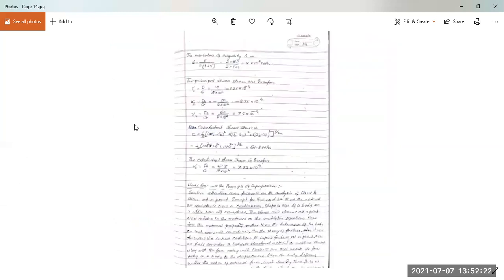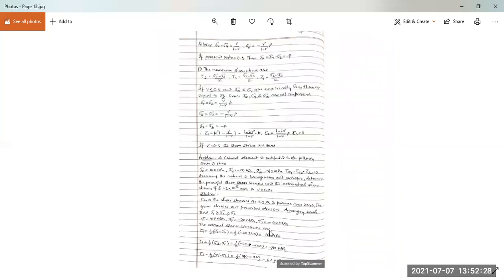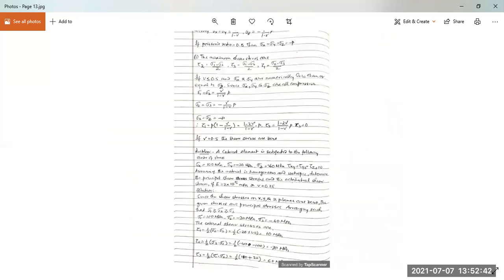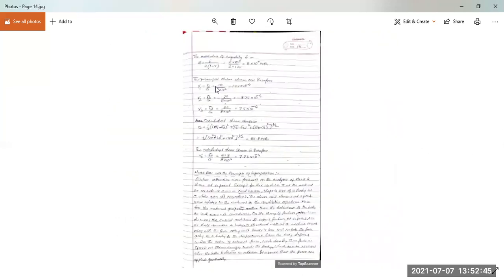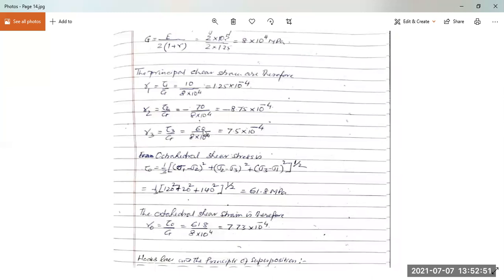The extreme shear stresses are what we have got from the principal stresses: tau 1, tau 2, and tau 3. I have already calculated that. So by using the value of G and tau 1, tau 2, tau 3, which are 10, minus 70 and 60, we got the principal shear strains: 1.25 into 10 to the power minus 4, minus 8.75 into 10 to the power minus 4, and 7.5 into 10 to the power minus 4.